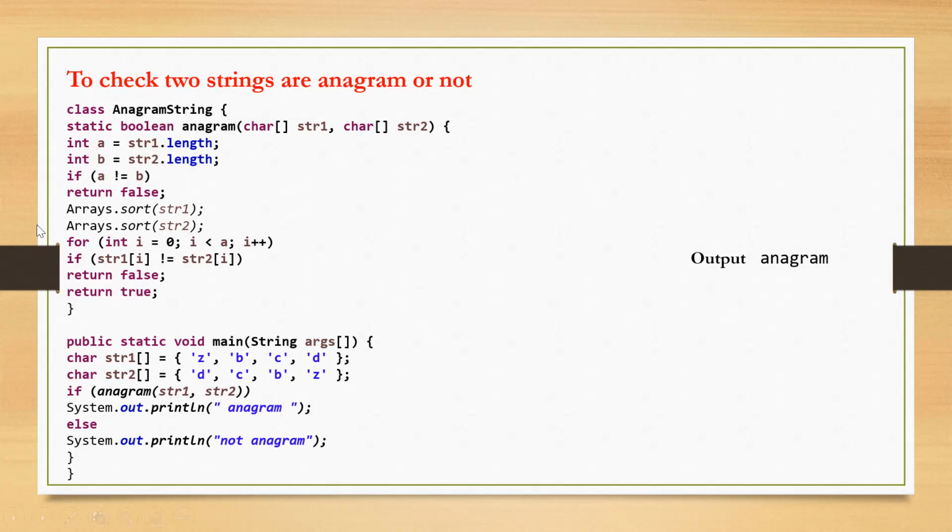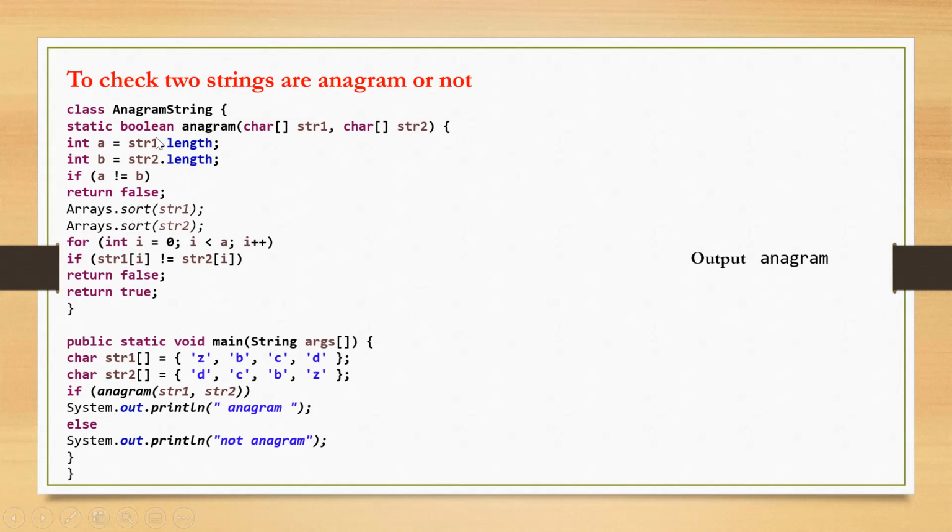So how will we do that? First, we are taking the length of both strings, and then we are checking if a is not equal to b, return false. If both lengths are not the same, that means the strings will not be the same, right? The character counts are not the same, so the strings will not be similar. That's why it returns false.